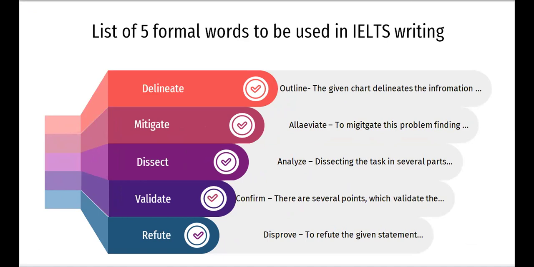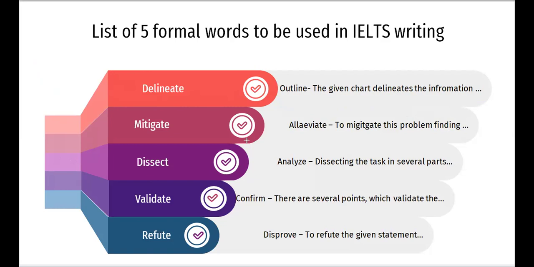These are five formal words which you should use in your writing for IELTS. To begin with, the first word is delineate. It means outline. When something delineates, that means it gives an outline of something. So, the given chart delineates the information. This can be used particularly in task one, where you can say this chart delineates the information about, or with regards to, wherever you are giving some outline. So it's a formal word.